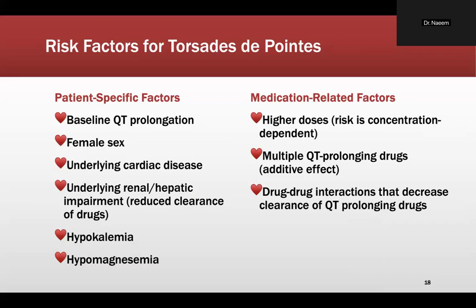And then medication risk factors. Higher doses could lead to more of a risk because oftentimes drugs are concentration dependent, and that's what leads to the outcome of torsades. A patient having multiple QT prolonging drugs could do this as well. And then drug-drug interactions that could decrease the clearance of QT prolonging drugs. So these are some things to keep in mind, and this is extremely clinically important. So I would familiarize yourselves with these risk factors.